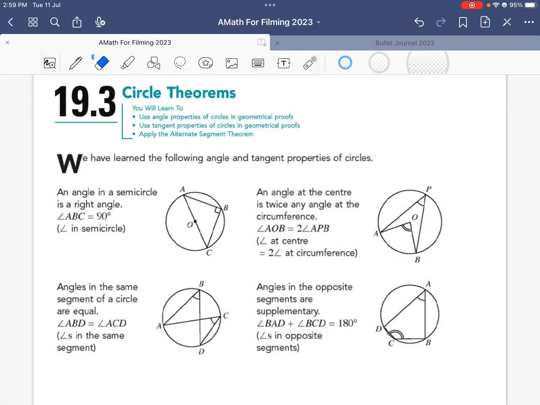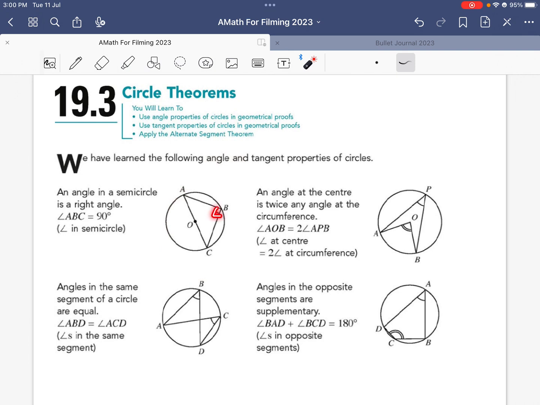Okay, today we have 19.3 circle theorem. So this will tap on what we have actually learned in E-math with regards to circle properties. So you need to be very clear about those properties. These properties are all summarized for you very nicely in your textbook on pages 176 and 177 itself. So if you can, please go to your textbook and read all these properties.